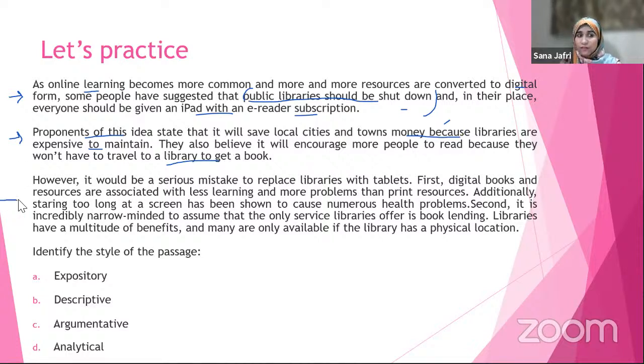But now look at the author's stance. As I say, words like however, they are mostly contrasting words. So however करके author ये बता रहा है, it would be a serious mistake to replace libraries with tablets. ये author का main point है, something that the author believes in. It's a stance, it's its opinion. And now he's giving you reasons why. So now he's providing arguments in support of the libraries, physical libraries.